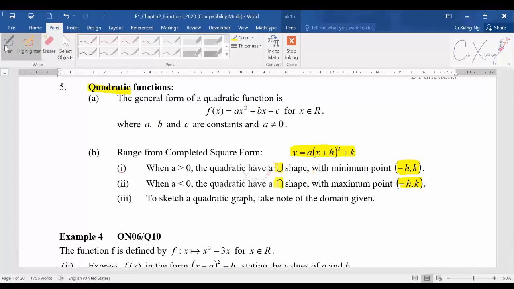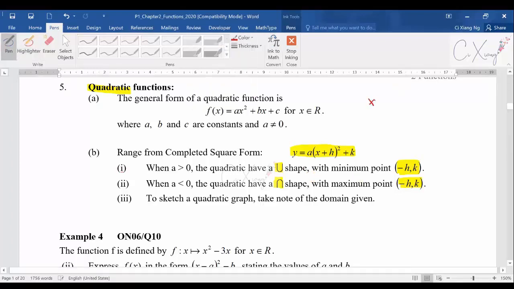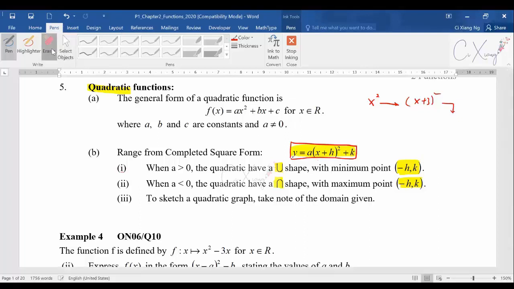Another method is to use transformation of graph. Transformation of graph means that you start by sketching x squared first, and then after that you change it to x plus 3 squared or whatsoever. You follow the steps and you can get the graph also. But no matter which method you want to use, completing the square is a pattern that you must have, because completing the square will straight away give you the minimum or maximum point coordinate, which is very convenient for finding the range.